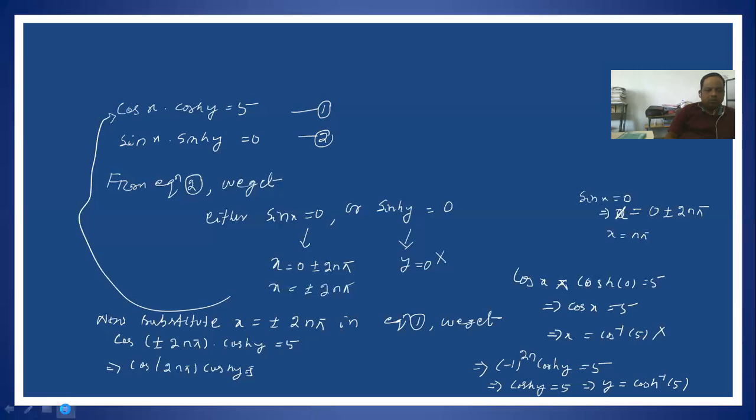So the general solution: we get z equal to x plus iy, where the x value is plus minus 2n pi plus i, and the y value is cos hyperbolic inverse of 5. This one is our answer.